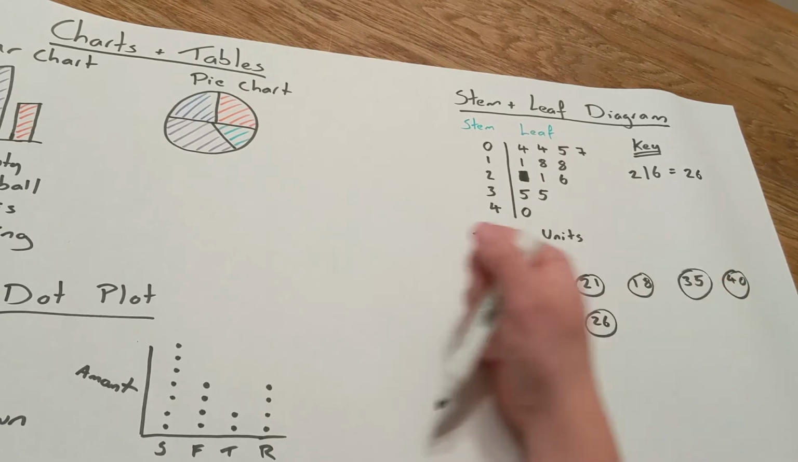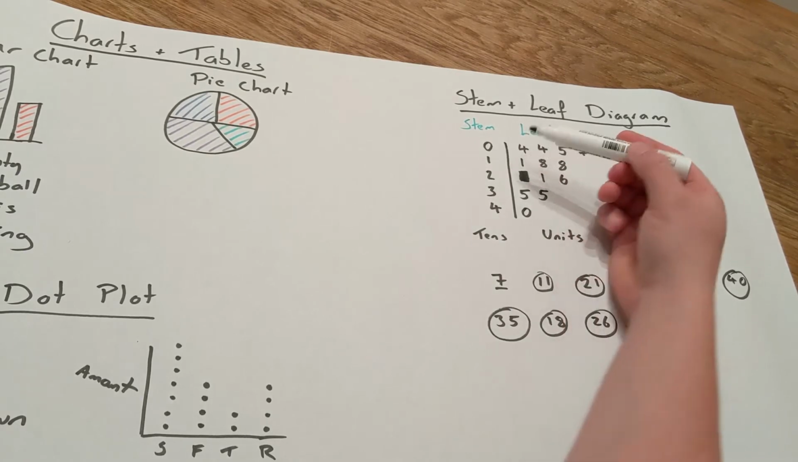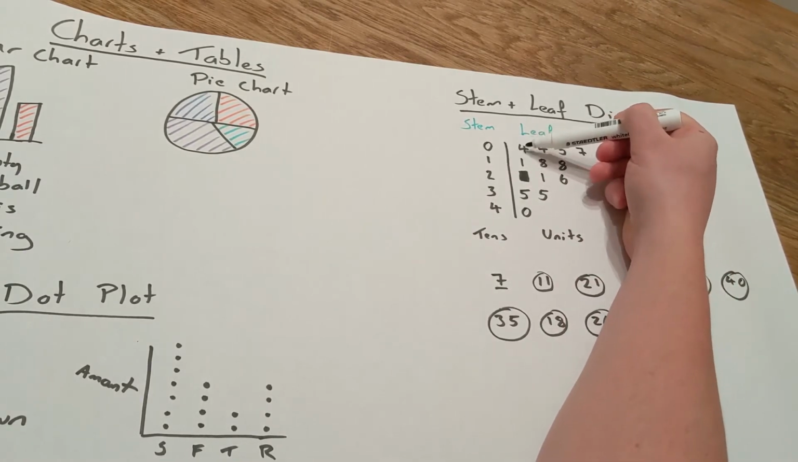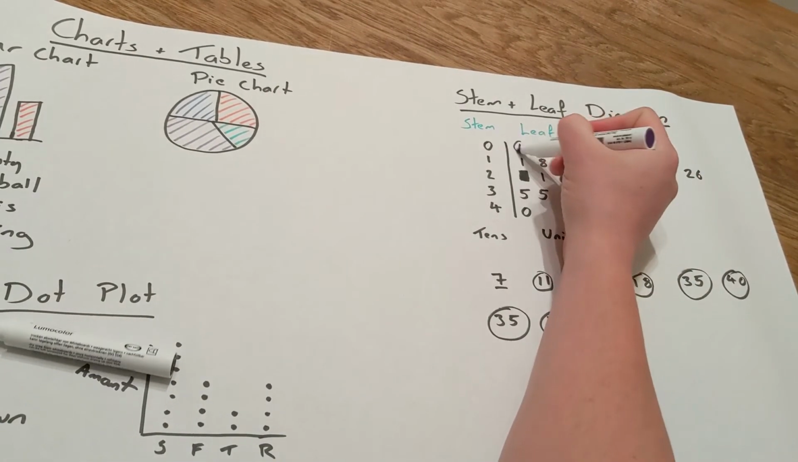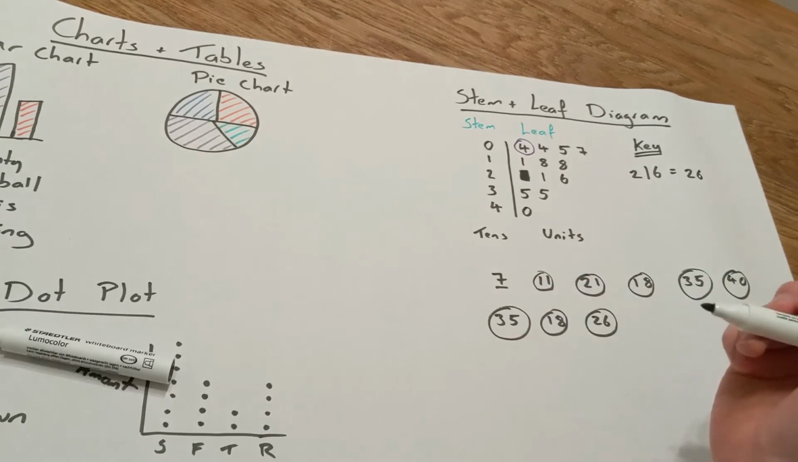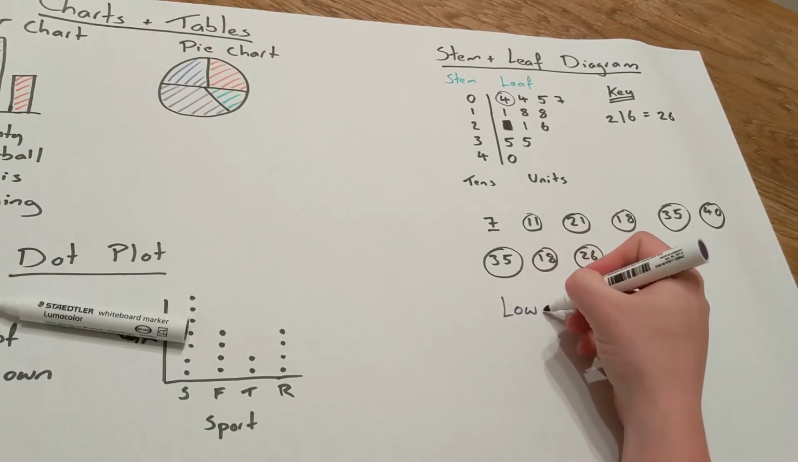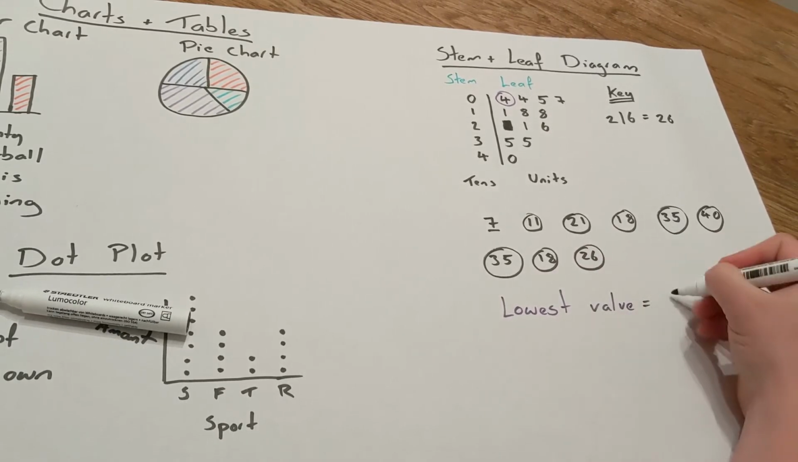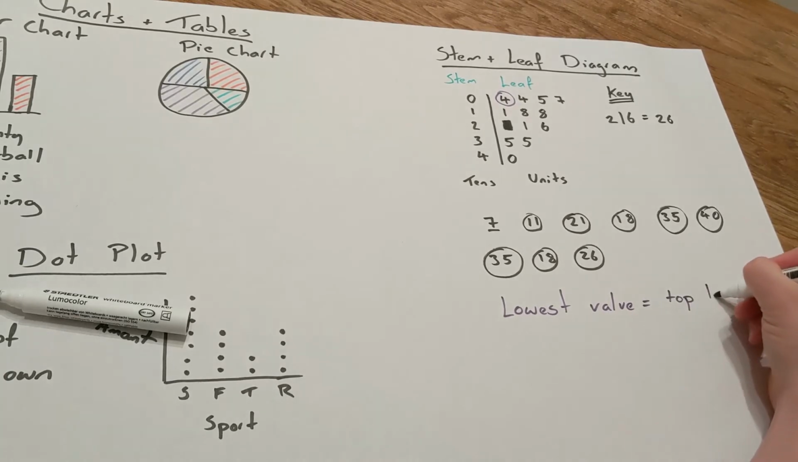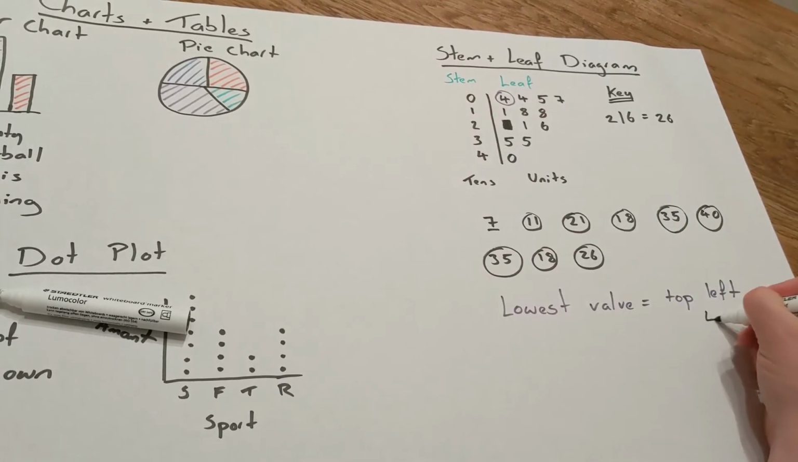And we can look at this and see our lowest value. So our lowest value is going to be the top left one, because the lower ones are at the top and you start with the lowest number on the left. So this one here, your top left value, that will always be your lowest, okay? So your lowest value is always the top left. Okay, so our lowest value here is 4.